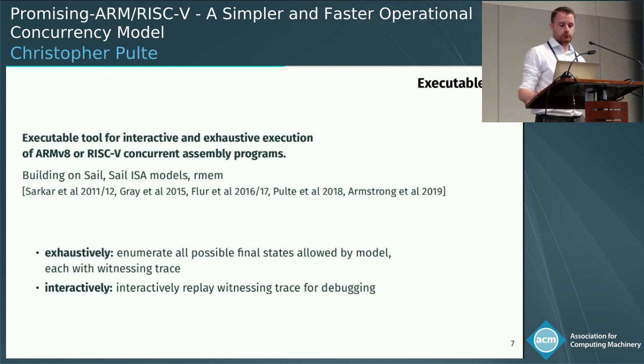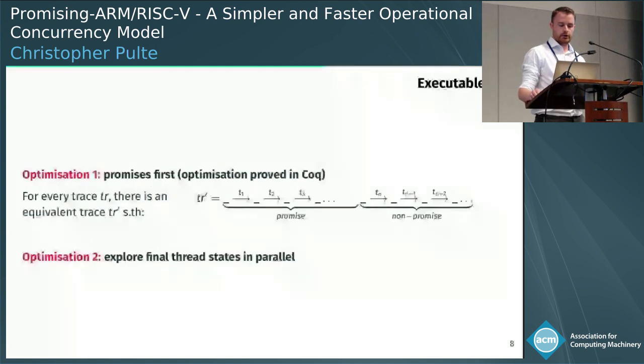And then what the tool gives you in addition to that is, if there's a surprising outcome in these final states, you get a witnessing trace for each such state. Then you can put this witnessing trace back into the model and run the model in an interactive mode, where you can interactively replay and step through this execution to see how it works and where things go wrong, to hopefully debug what's going on.